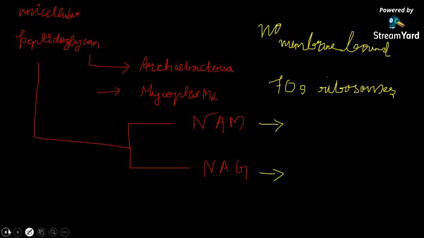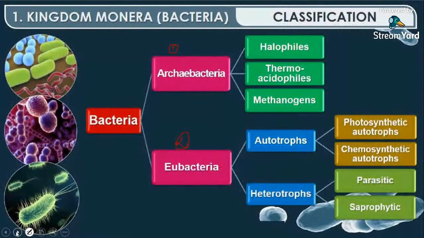This is all about the extra points that I planned to give you. They are unicellular. Their cell wall is made up of peptidoglycan, which is composed of NAM and NAG, N-acetyl muramic acid and N-acetyl glucosamine. This peptidoglycan has exceptions in archaebacteria and mycoplasma. There are no membrane-bound organelles, and 70S ribosomes are present.